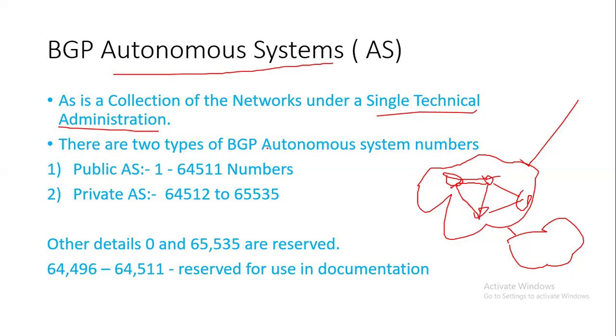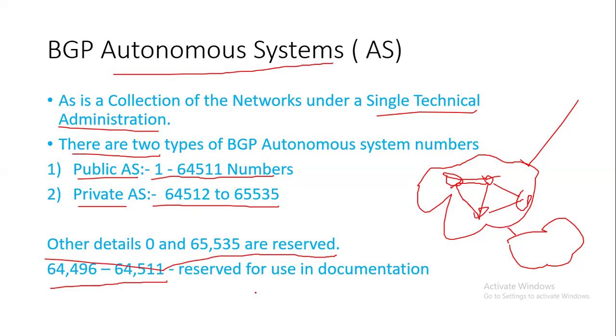There are two types of AS: public AS, which is globally unique, and private AS. You can use the public AS numbers from 1 to 64511, and for private you can use 64512 up to 65535. But two are reserved for the starting and ending, and some are reserved for documentation use, so you cannot use those BGP AS numbers.